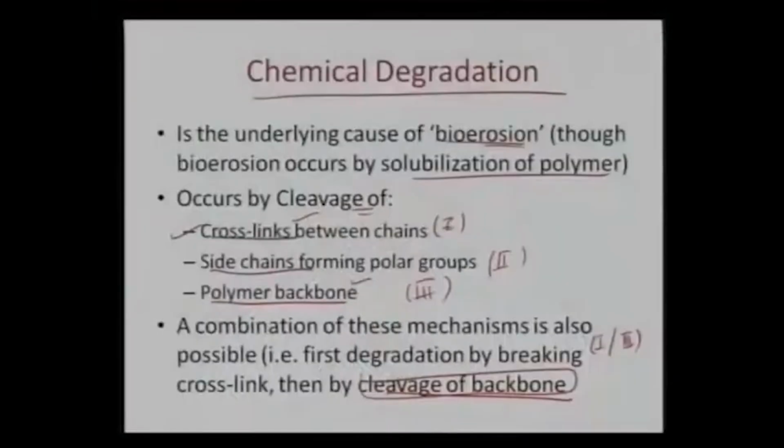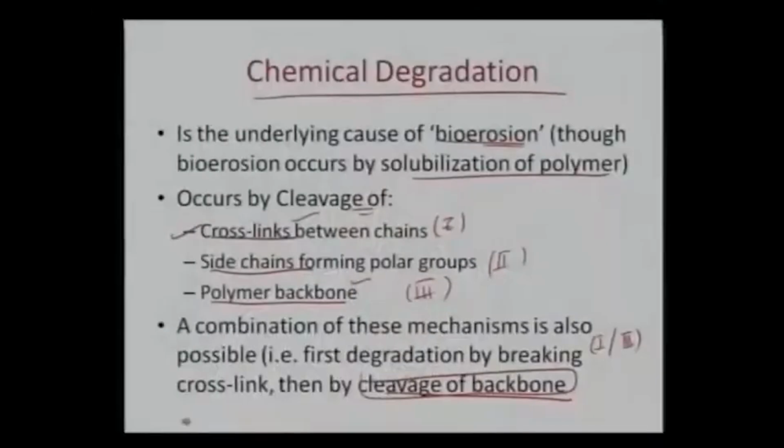So there might be certain causes of bioerosion, but the fundamental cause of bioerosion is chemical degradation, and that degradation can be the removal of the cross links, the cleavage of the side chains, or the cleavage of the backbone structure of the polymer itself. Those are the basic reasons for chemical degradation.